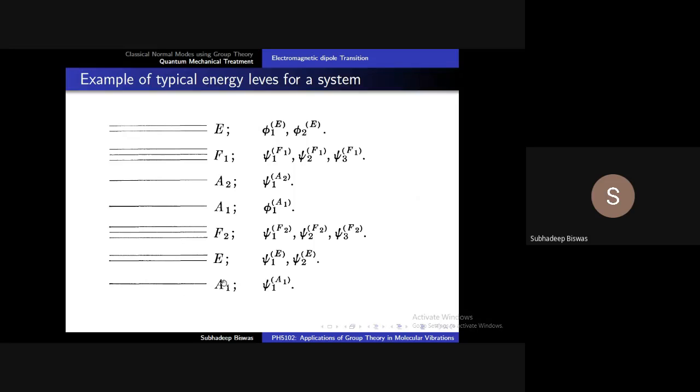Here they have given names like A1 is this irreducible representation, this is a two-dimensional irreducible representation, and this is a three-dimensional irreducible representation. So all these states have the same eigenvalues. Now the same representation can occur again. These two can have different eigenvalues from these two, but these two will have the same eigenvalues as each other.